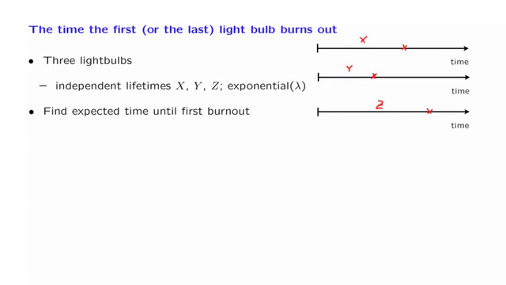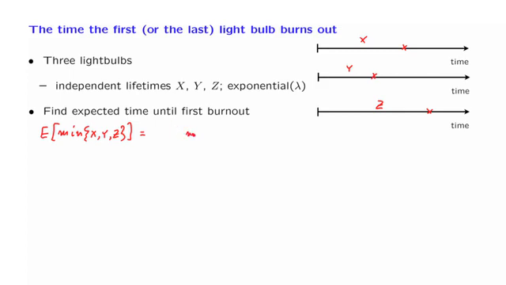How do we calculate this quantity? The time until the first light bulb burns out is the minimum of the times at which each one of them burns out. So we're interested in the expected value of this quantity. It's a random variable which is a function of three random variables. How do we calculate the expected value of a function of random variables? We can use the expected value rule.